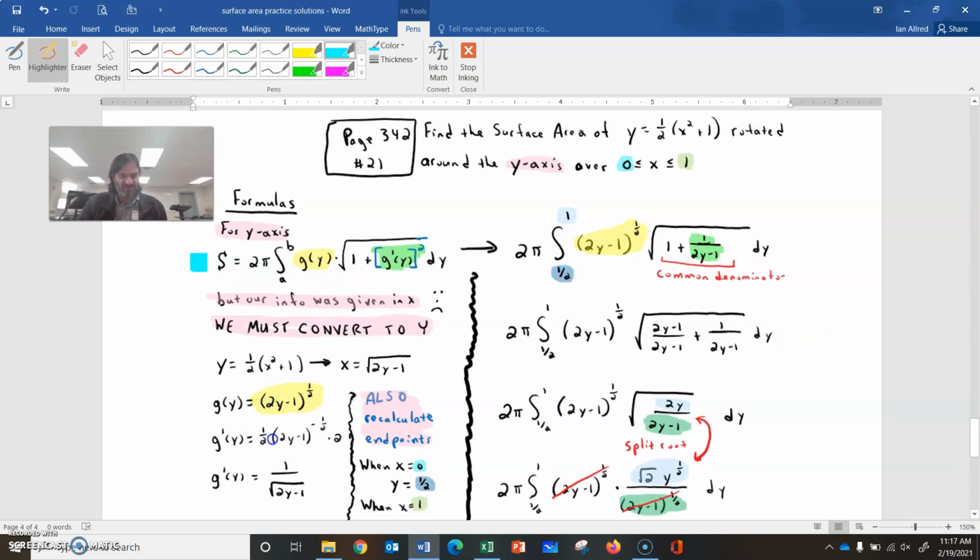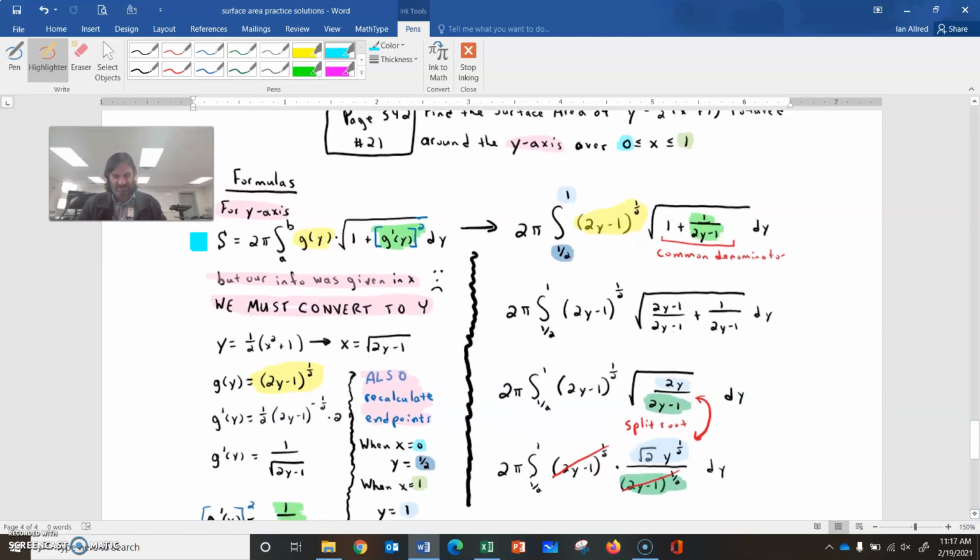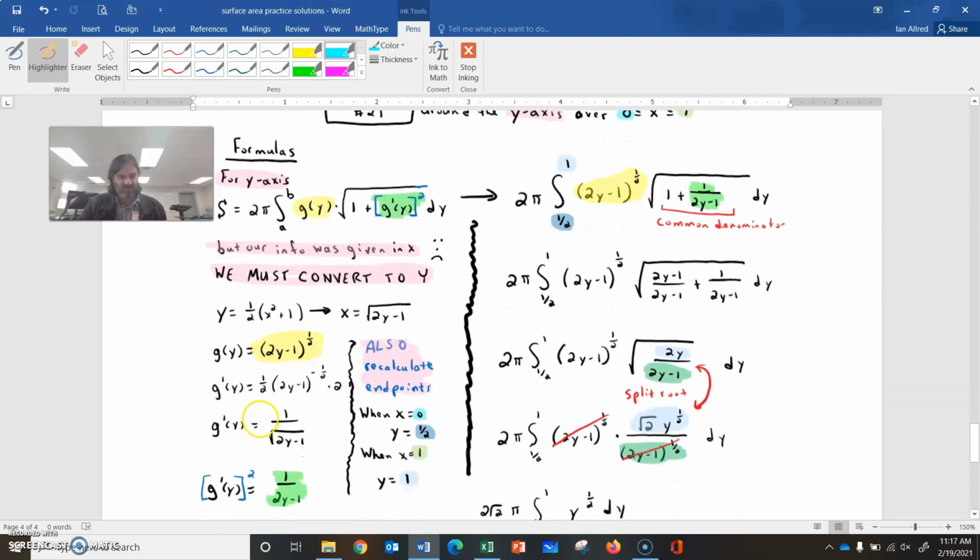And so we'll take the derivative of that, and then we've got to also square it. So after we take the derivative, we get 1 over the square root of 2y minus 1, and square it, we'll just have 1 over 2y minus 1. So we can take the g of y, which was 2y minus 1 all to the 1/2, plug that into the formula, and plug the g prime squared of 1 over 2y minus 1 into the formula. So that'll give us all the things we need to work with, but we still got to get the endpoints.